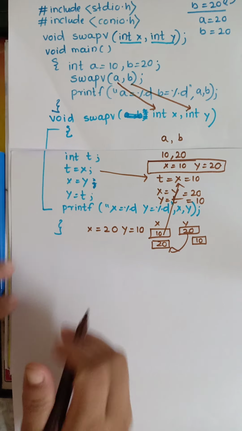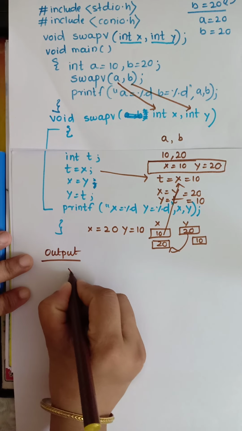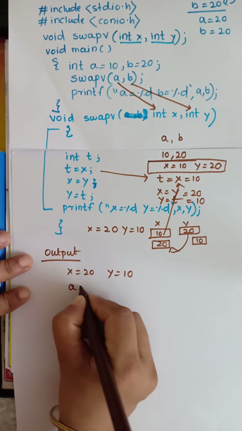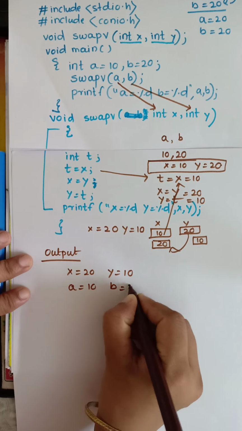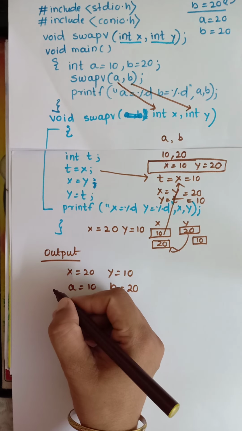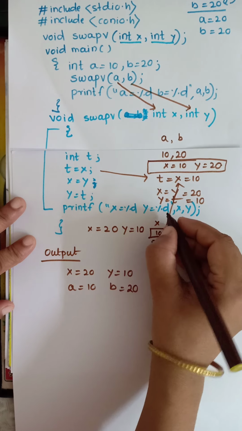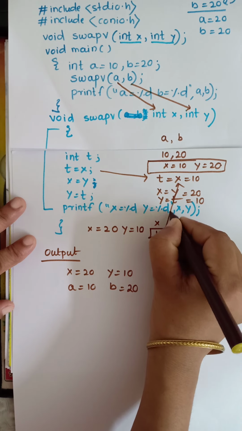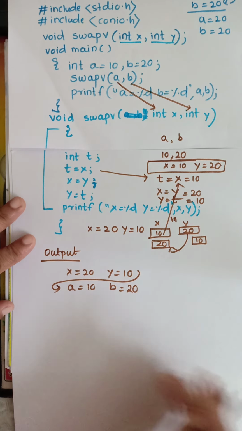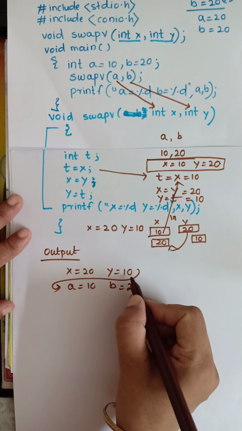So now look what is the output of this program. First is x equals to 20, y equals to 10, and a equals to 10, b equals to 20. Okay, so after this line we are going to another line here. So here we use the \n for this. After this %d, I use \n, then the output goes to another line in our execution screen. So why are x equals to 20, y equals to 10 displayed first?